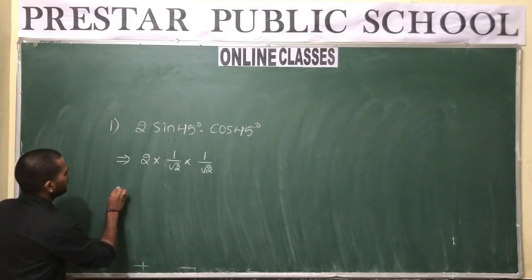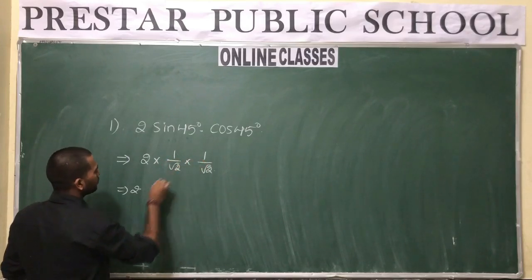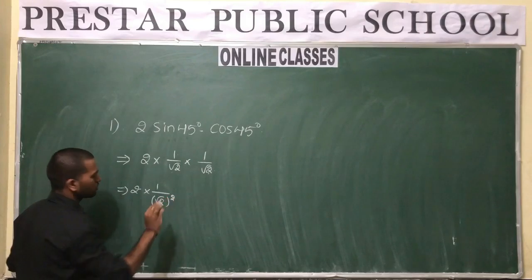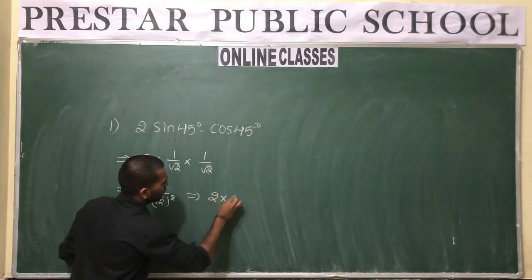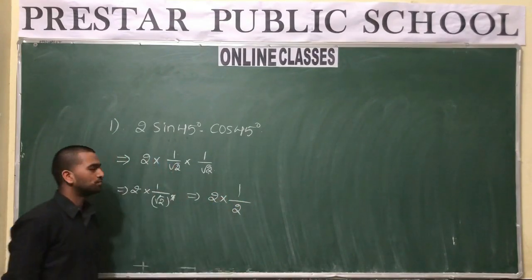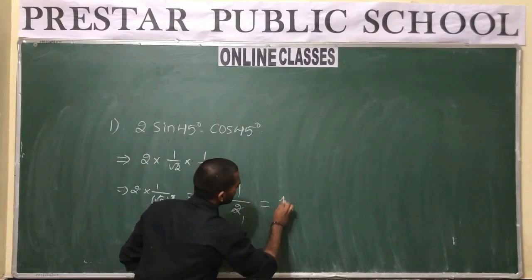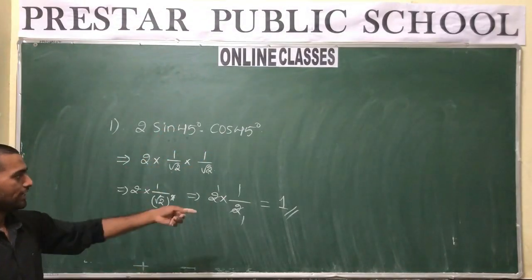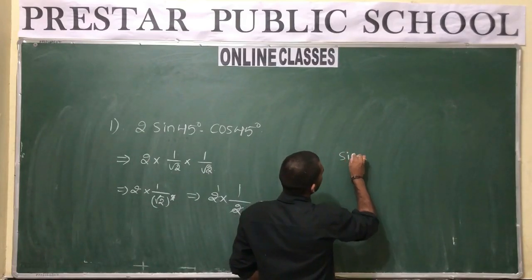Okay, next 2 into 1 upon root 2 into 1 upon root 2 means 1 into 1 is 1, root 2 into root 2, root 2 whole square. Okay, next, 2 into the square root gets cancelled. Here it is 2. Next, 2 ones are 2, 2 ones are 1. Finally you will get the answer 1. So what is the value of 2 sin 45 cos 45? It is 1.